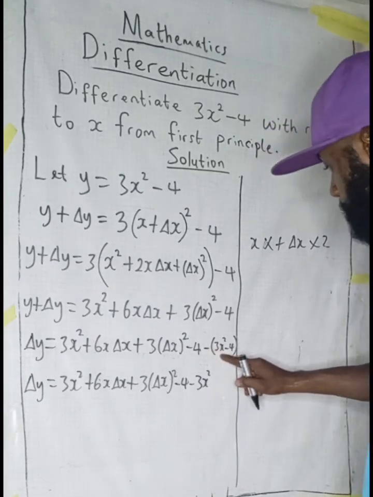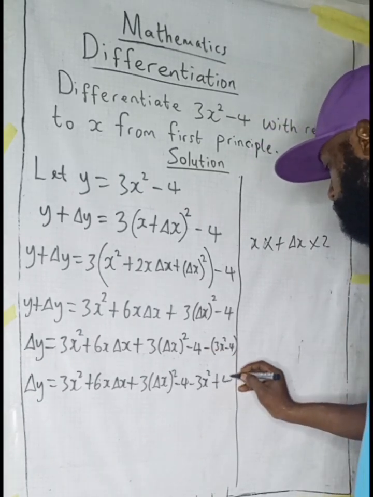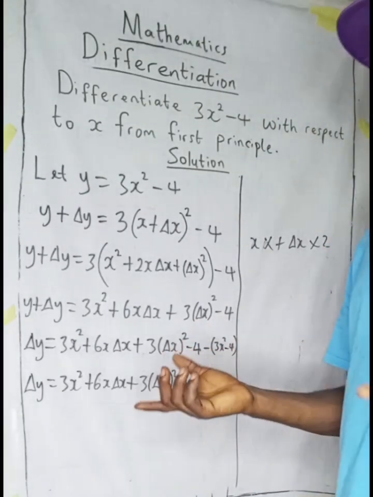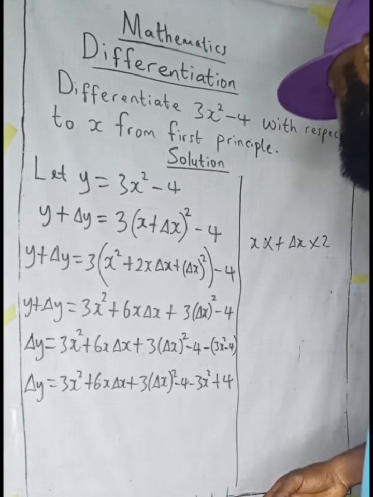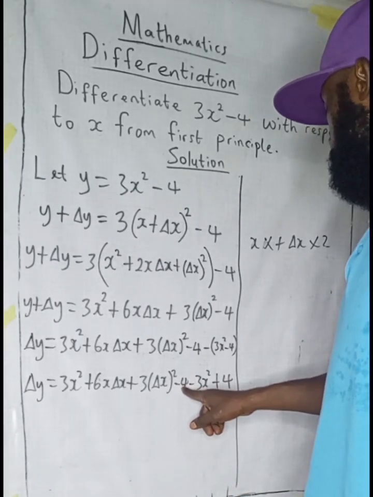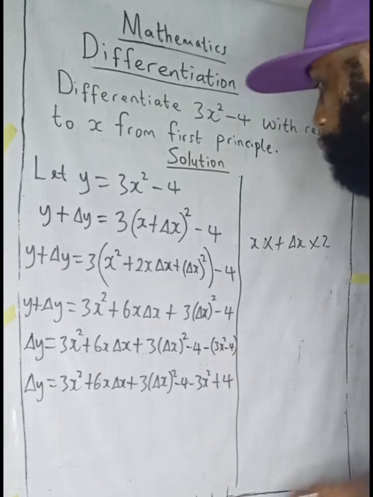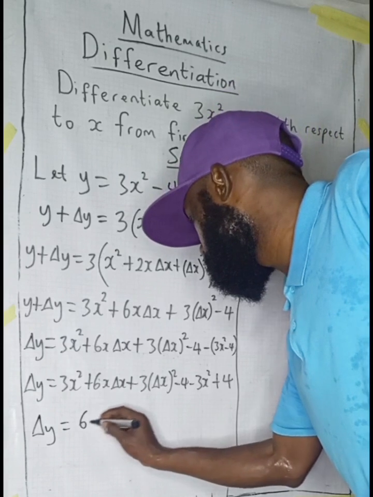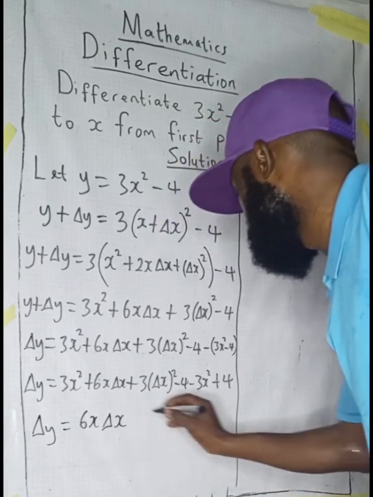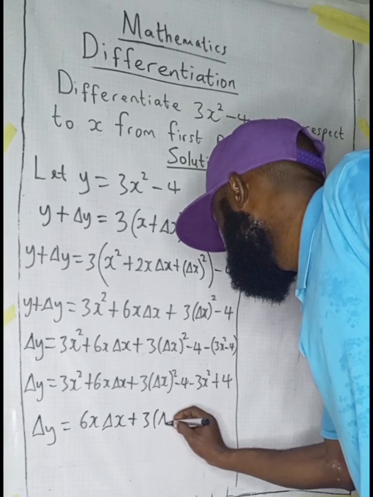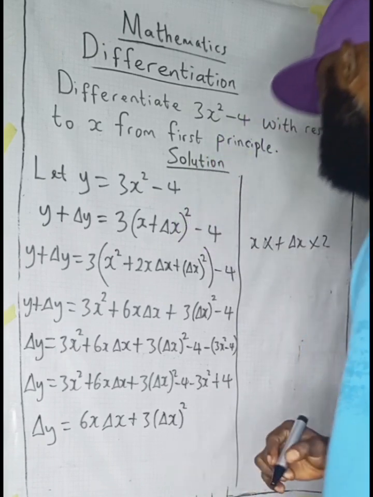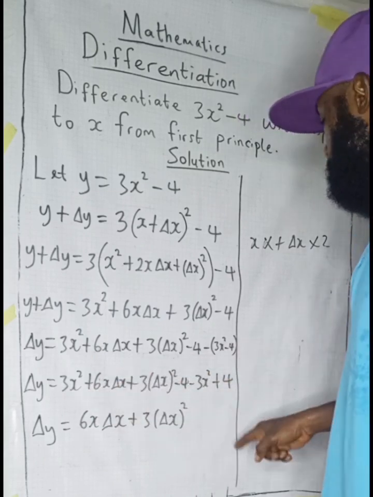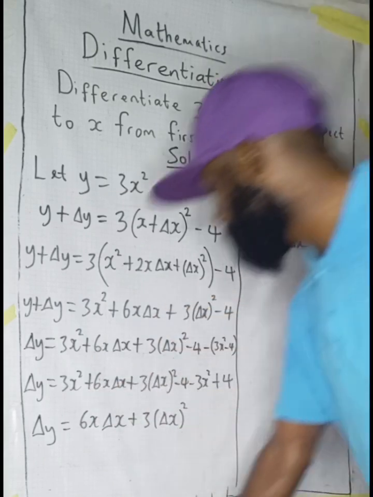3x squared minus minus is plus, so plus 4. So if we check, we're having 3x squared minus 3x squared. It has gone. Again, we have minus 4 plus 4. So that one too is gone. So all we have is that change in y is equal to 6x change in x plus 3 change in x squared. From here to here, they are gone because minus 4 plus 4 is 0. 3x squared minus 3x squared is 0. So see what we have here.